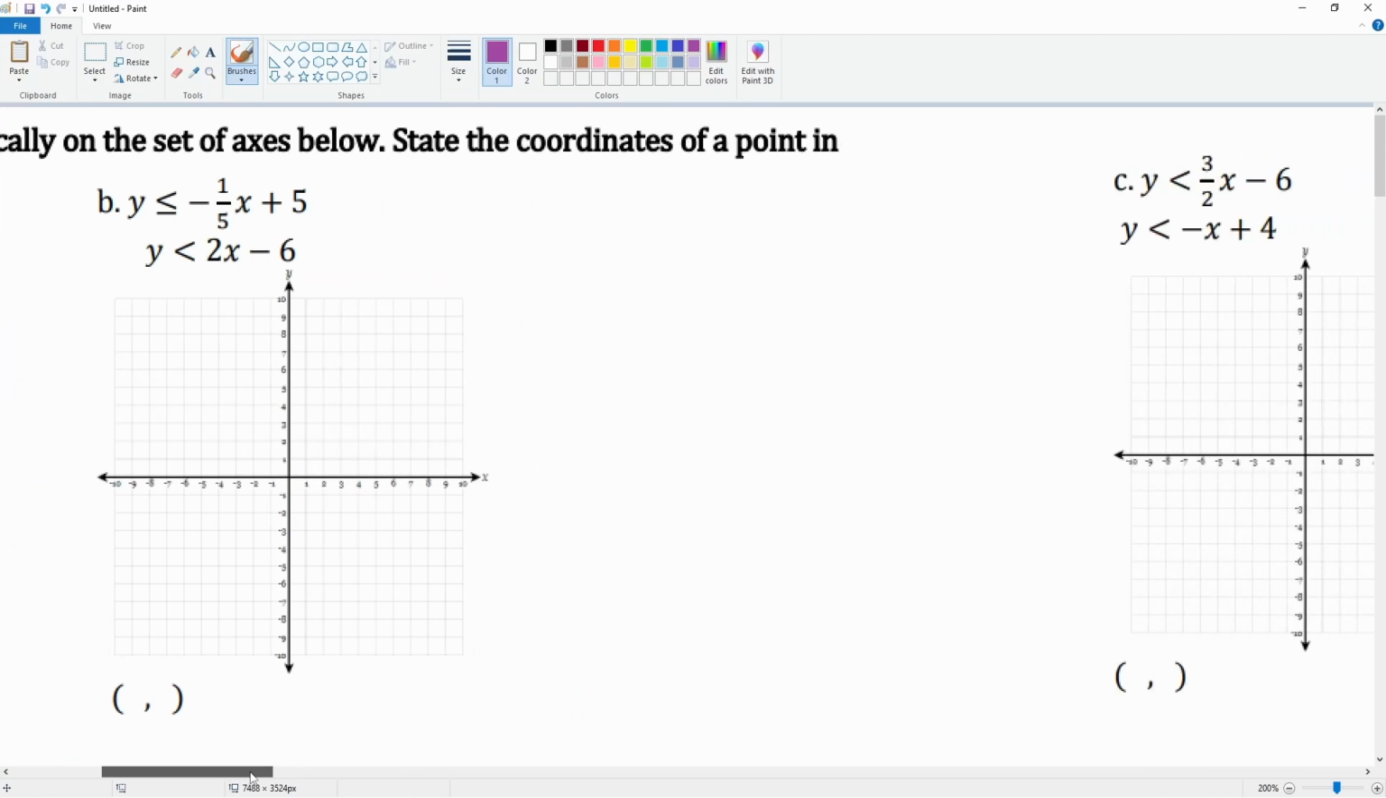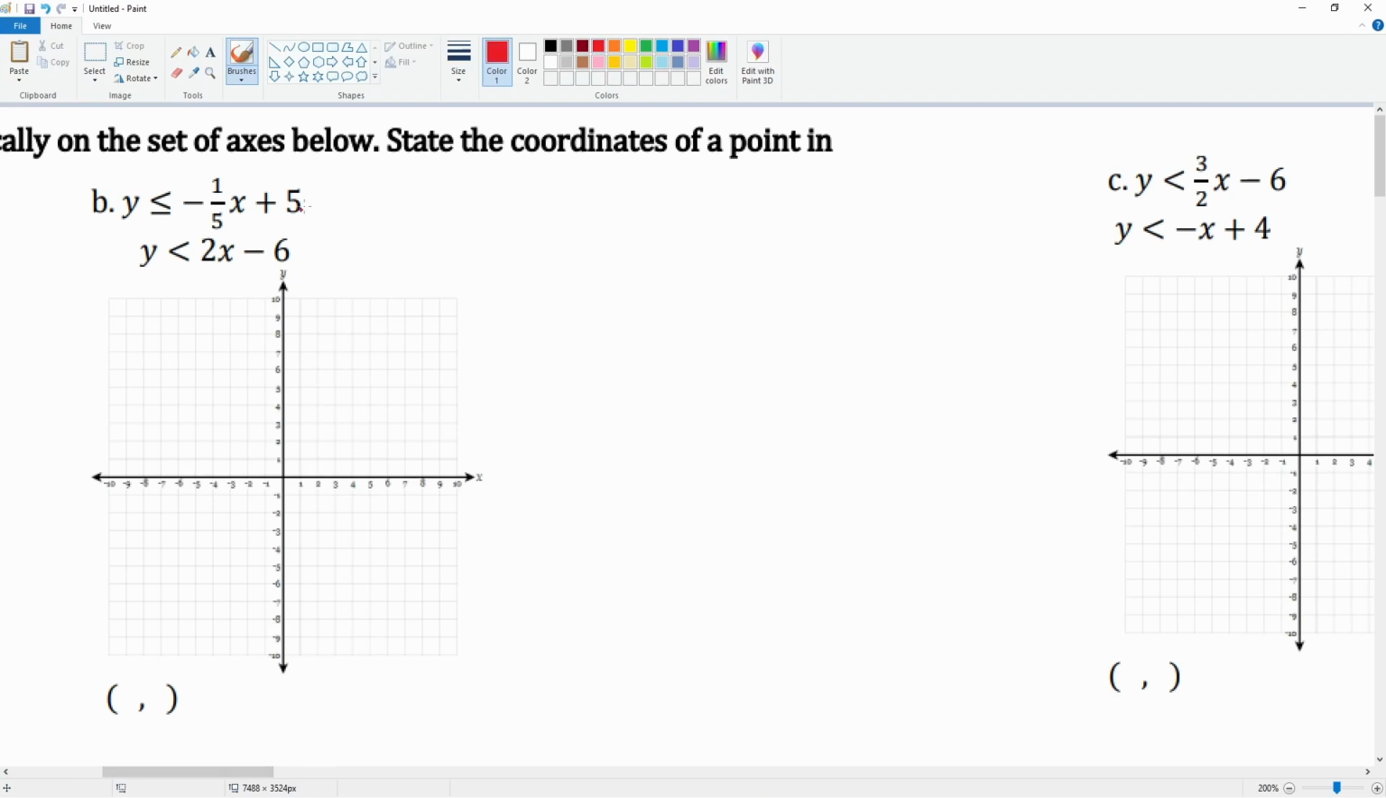Okay, let's do the next one. The first one's going to be red. We start at 5, down 1 across 5, so 1, 2, 3, 4, 5. Up 1 across 5, 1, 2, 3, 4, 5. Okay, that is the first one here, and we just extend it.